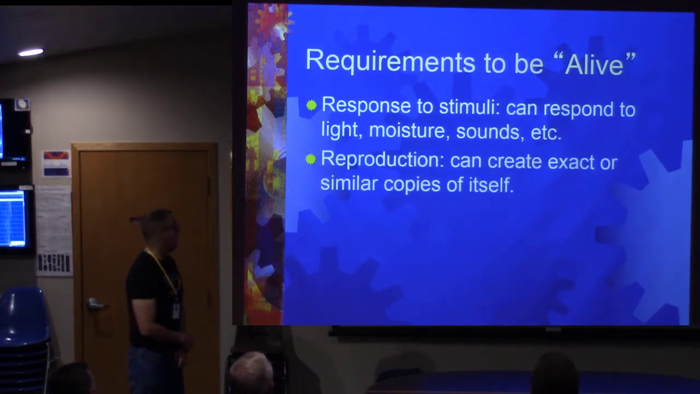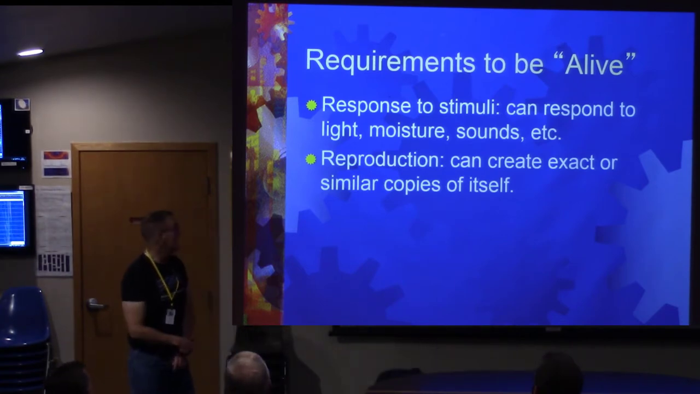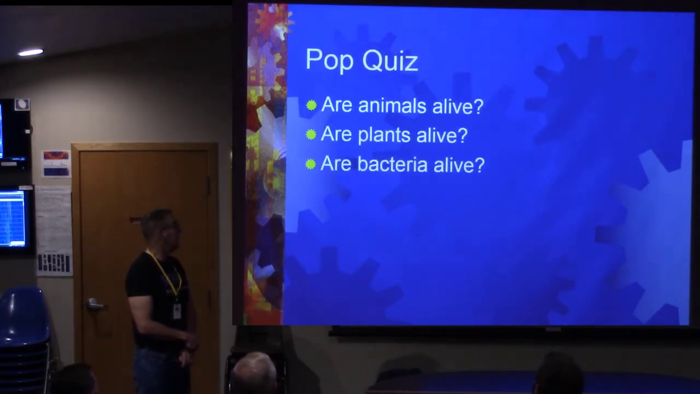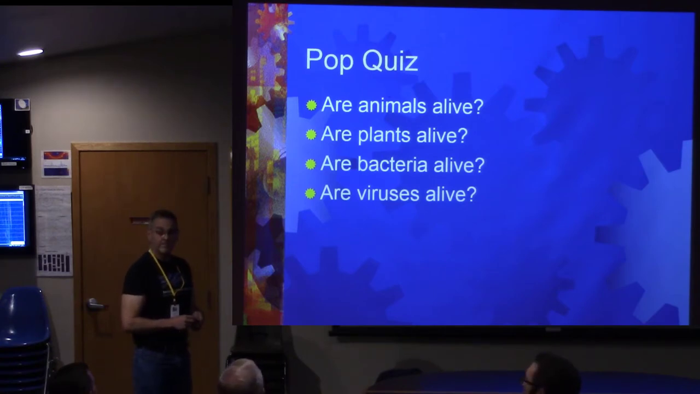Reproduction, okay, can create exact or similar copies. That works all the way down to the prion level. So prions definitely do that as well. So going back to the quiz again, animals definitely, plants yes, bacteria probably, yeah, definitely enough of those things. Viruses, for me, are really on the fence in my mind. Maybe you are more comfortable one way or the other, but they're more of a biochemical leech. I kind of think the reproduction definition is a really good one for life. So for me, I'm kind of comfortable saying viruses and the other ones are a category of life.